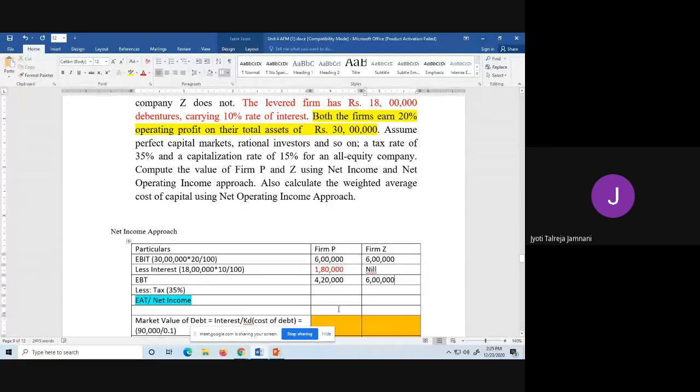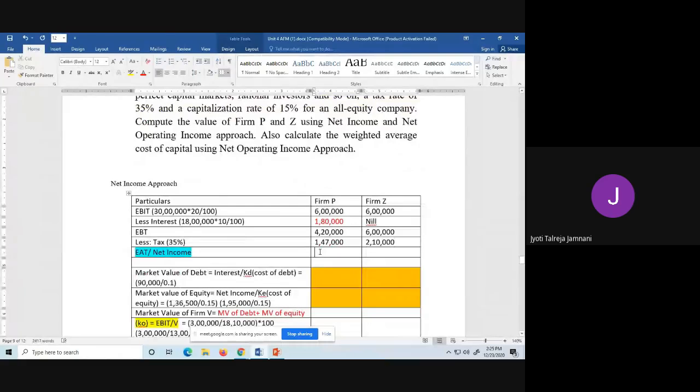From this we less tax at 35%, so 35% of 4,20,000 we have to calculate. The tax rate is 35%. How much you get? 1,47,000. And for 6 lakhs, 35% is 2,10,000. So we minus it and we get the earning after tax, or we also call it the net income. So 4,20,000 minus 1,47,000 is 2,73,000. And for Company Z, 3,90,000. And 3,90,000 is your net income.